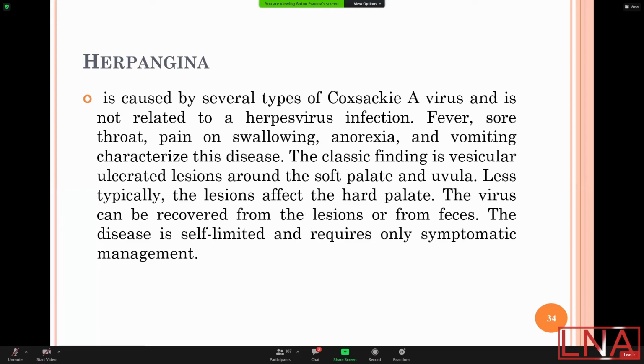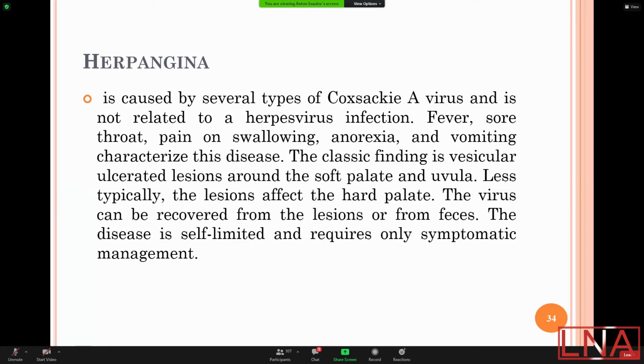The first example, herpangina, is caused by several types of Coxsackie A viruses and is not related to herpes virus infection. Fever, sore throat, pain on swallowing, anorexia, and vomiting characterize this disease. The classic finding is vesicular ulcerated lesions around the soft palate or uvula. Less typically, the lesions affect the hard palate.